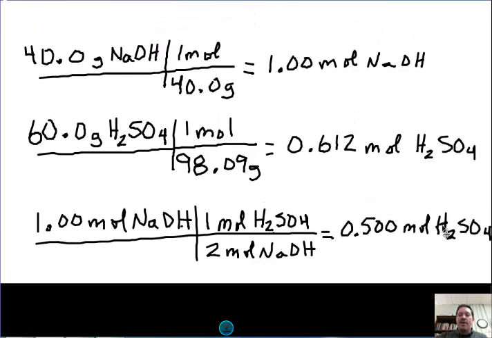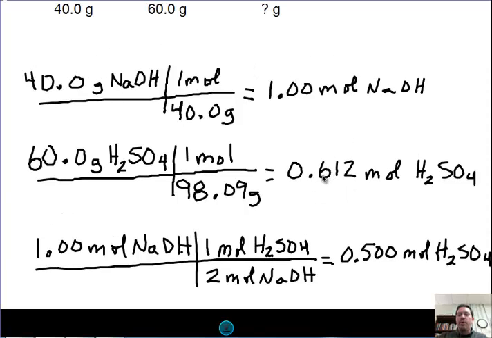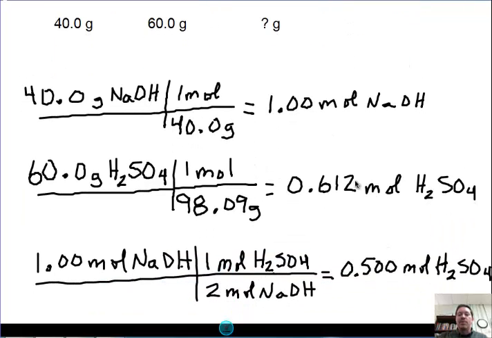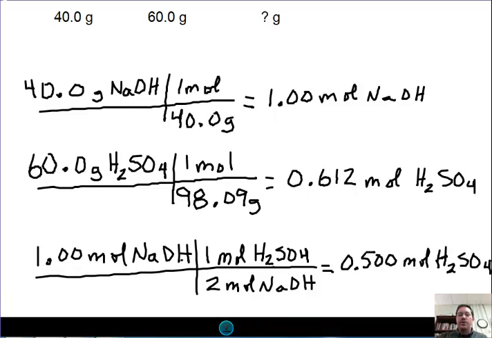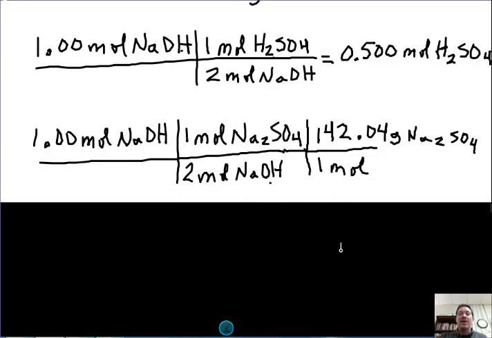So if I compare this 0.5 to this 0.6, well, 0.5 is a smaller value, so my limiting reactant is going to be however I got to this 0.5. So my limiting reactant is the sodium hydroxide. So I have that identified now because this is a smaller number than this, so it's going to run out faster. So since sodium hydroxide is my limiting reactant, I can now figure out how much of the sodium sulfate remains after the reaction takes place.